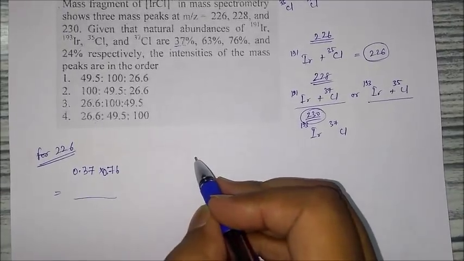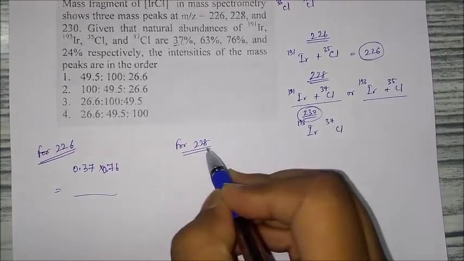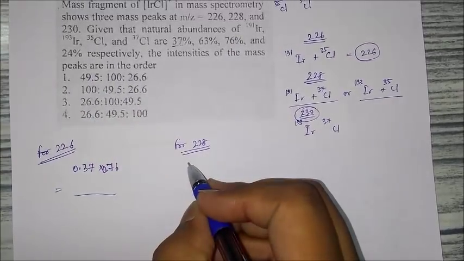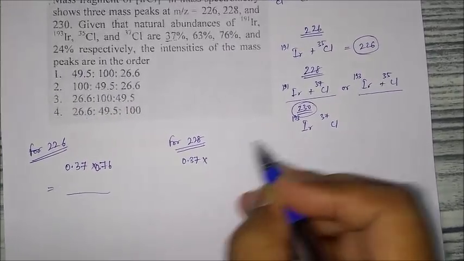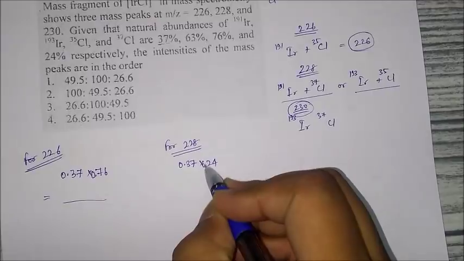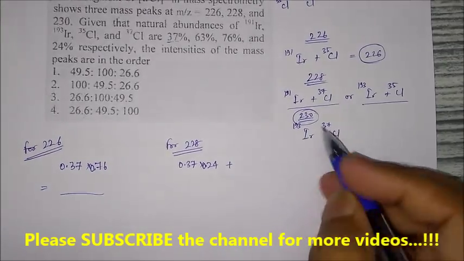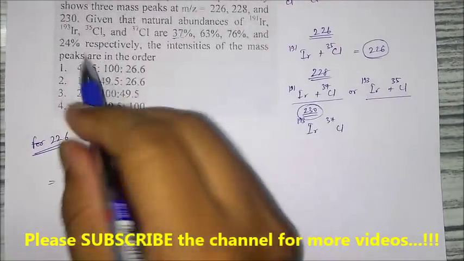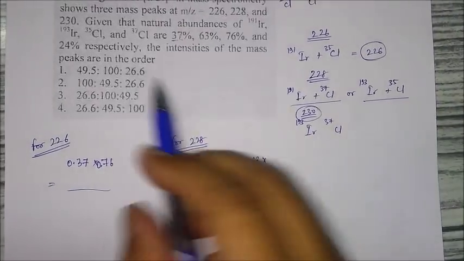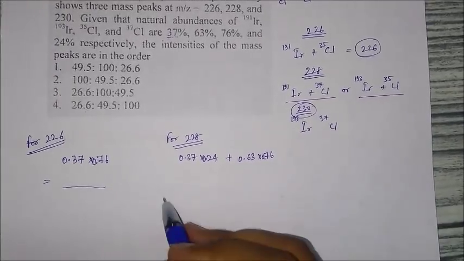Now for 228, you have to take Ir 191. For Ir 191, the abundance is 37, so we write 0.37 into Cl 37, whose abundance is 24. All the abundances are given in the question. You just have to multiply and solve it. Plus, now you have to take Ir 193, the abundance is 63, so 0.63 into Cl 35, the abundance is 76, so 0.76. Multiply and add it. I will just write the values.